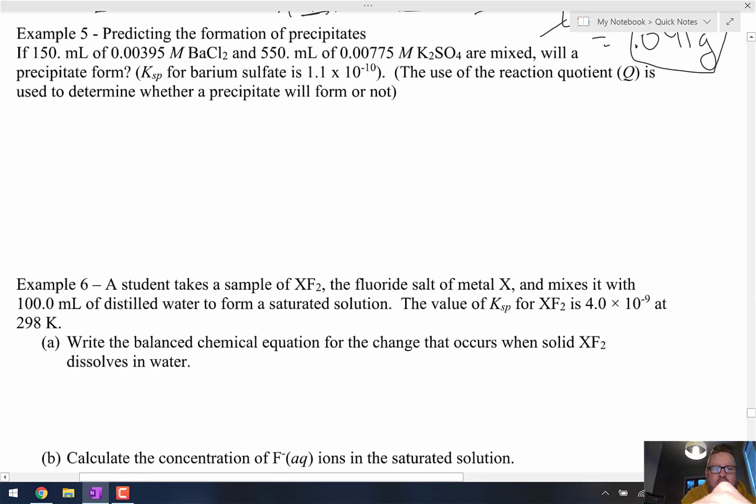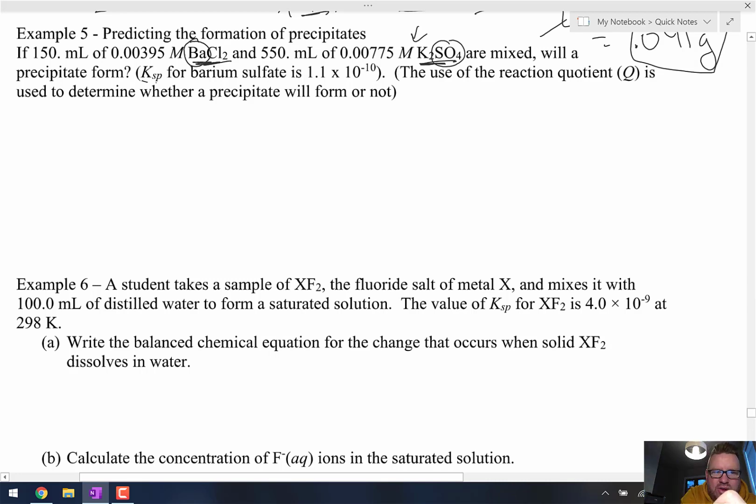So in this problem, we have BaCl2 and K2SO4. To decide whether a precipitate forms, you've got barium and you've got sulfate. Clearly, potassium is not going to form a precipitate no matter what, because it's an alkali metal. And so that couldn't be the precipitate.